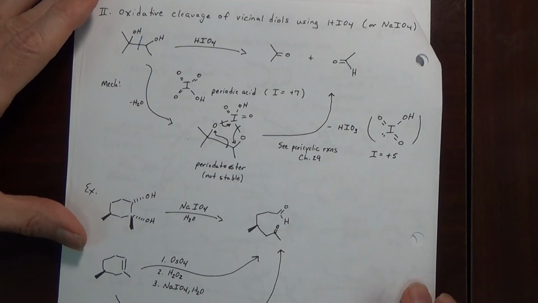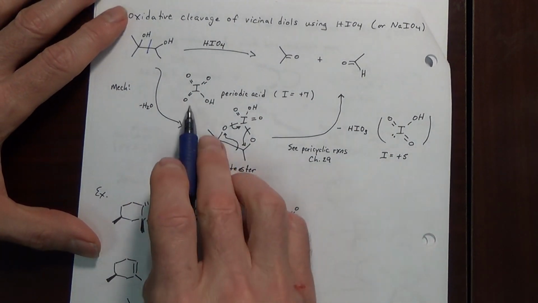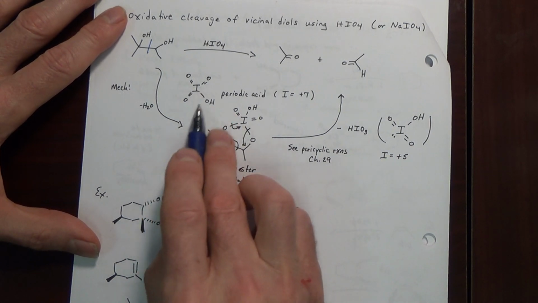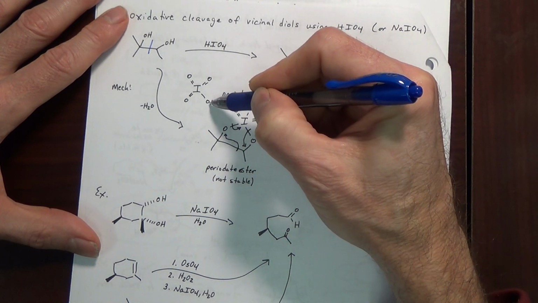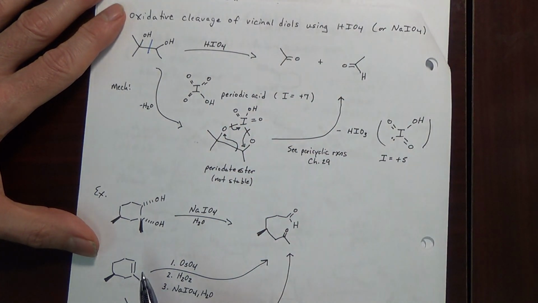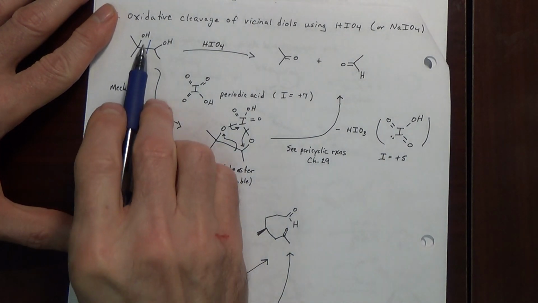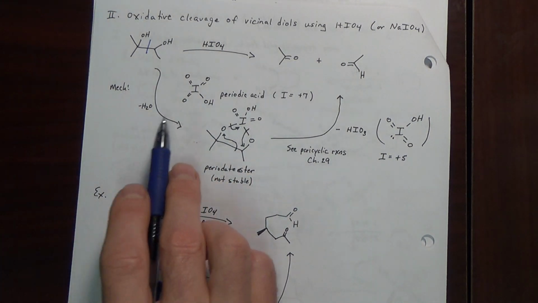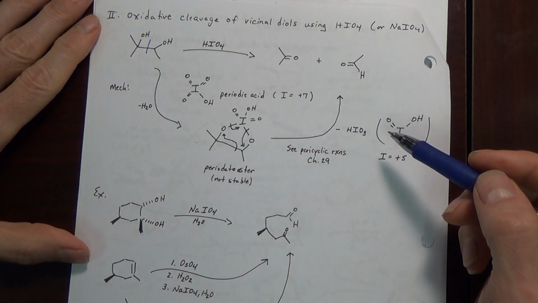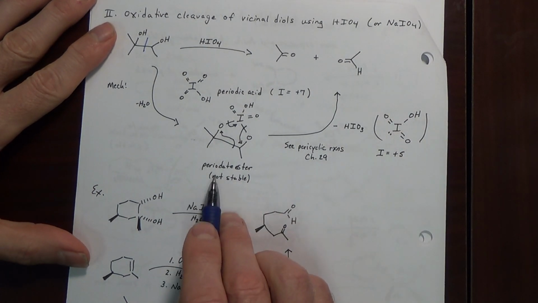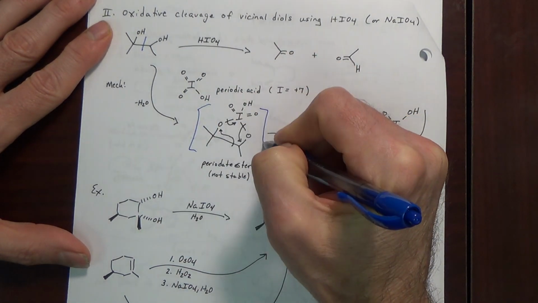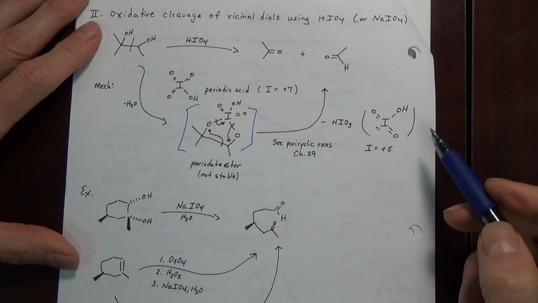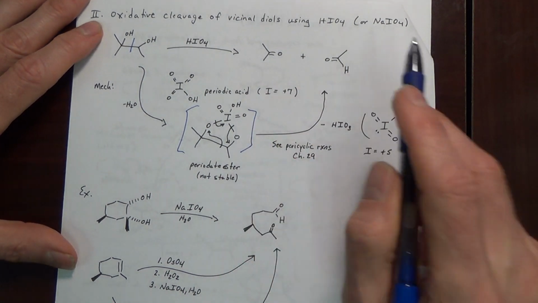Okay, mechanism. Well, it's very similar to the previous mechanisms. If we look at the structure of periodic acid, it's very similar to KMnO4, except this is protonated. It's not an anion. Ultimately, these two OH groups react with the iodine and displace water. We're not going to show the mechanism. Okay. It gives a periodate ester. This is not stable. And this will break down to two carbonyl compounds.